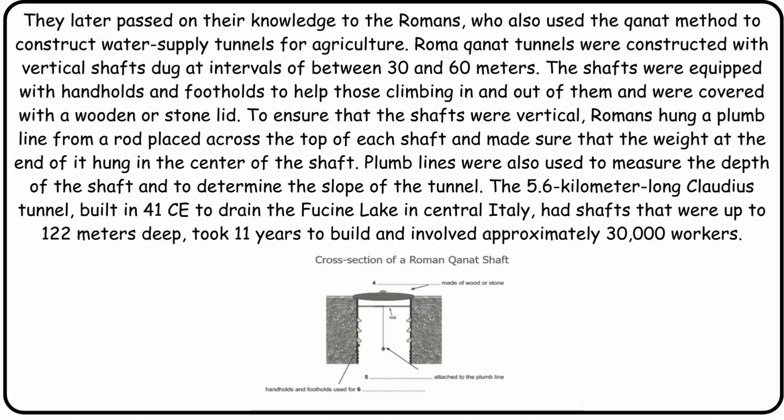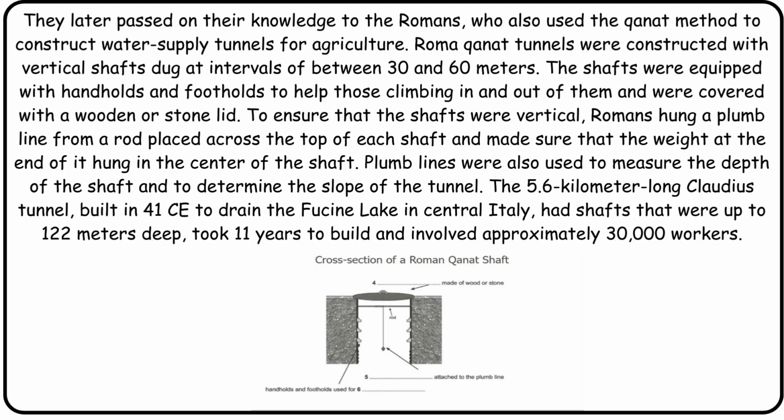I will start reading from the second line since it talks about the Roman qanat method. Roman qanat tunnels were constructed with vertical shafts dug at intervals of between 30 and 60 meters. The shafts were equipped with hand holes and foot holes to help those climbing in and out of them and were covered with a wooden or stone lid. The answer to the sixth question appears first in this paragraph. Hand holes and foot holes were used for climbing. The answer to the fourth question is lid. We were able to guess this right.